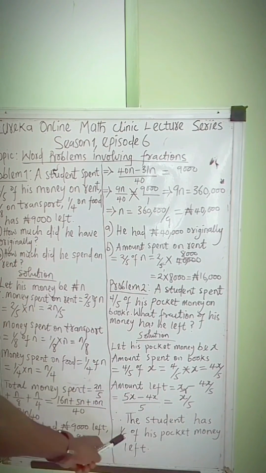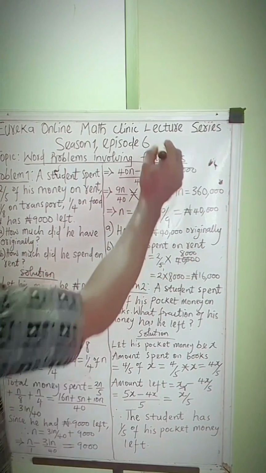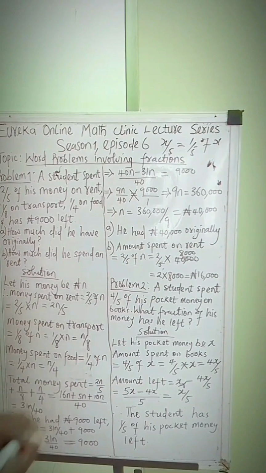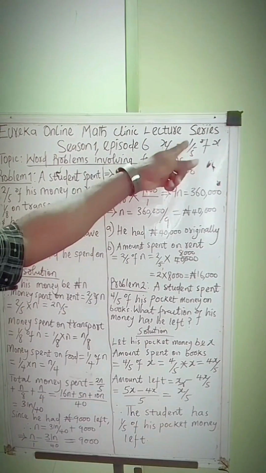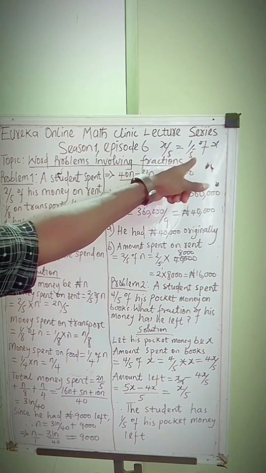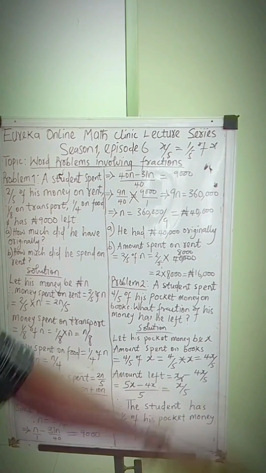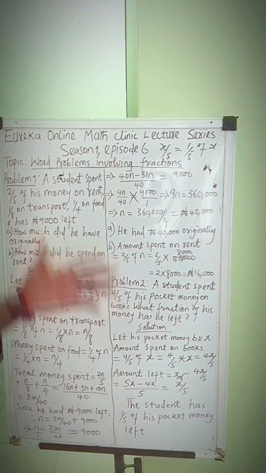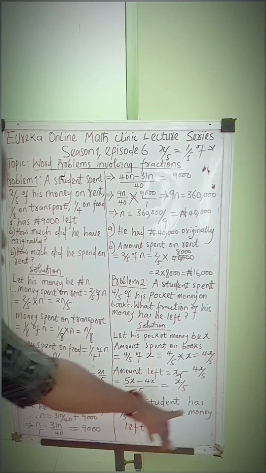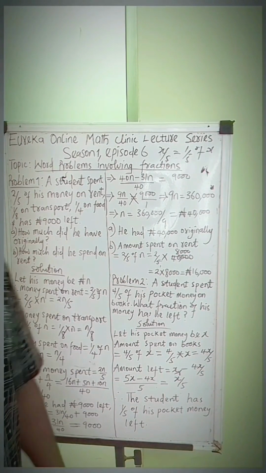Therefore, the student has 1 over 5 of his pocket money left. You know, x over 5 is equal to 1 over 5 of x. x over 5 simply means 1 over 5 of x. So they now say, what fraction of his pocket money has he left? The fraction of his pocket money he has left becomes 1 over 5. So the student has 1 over 5 of his pocket money left, and 1 over 5 of his pocket money will give us this x over 5. So that is it for problem 2.